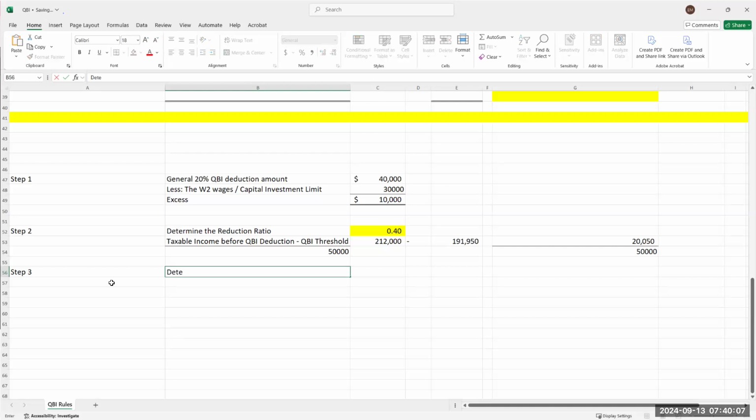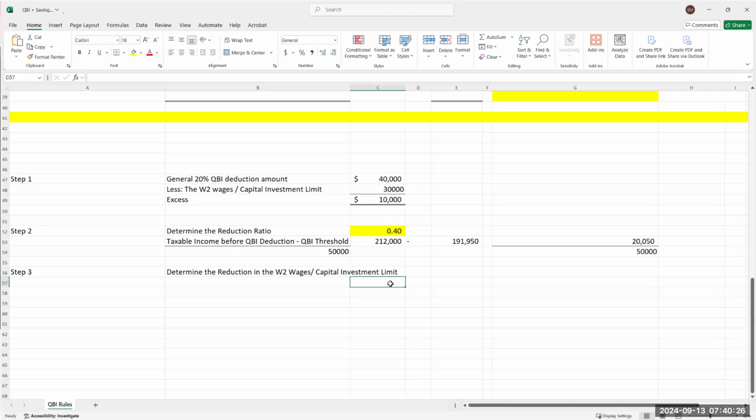Now we move on to step three. We determine the reduction in the W-2 wages / capital investment. And in order for us to do that, we multiply the excess, which in this case is 10,000, by the reduction ratio. And that gives us 4,010.